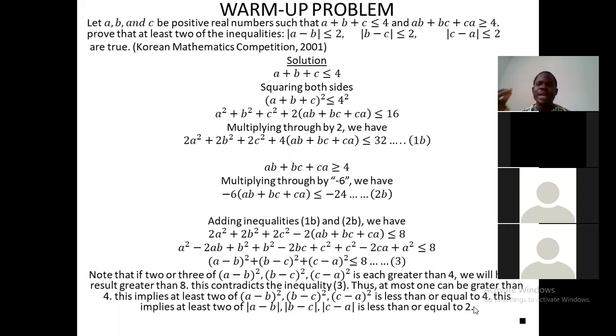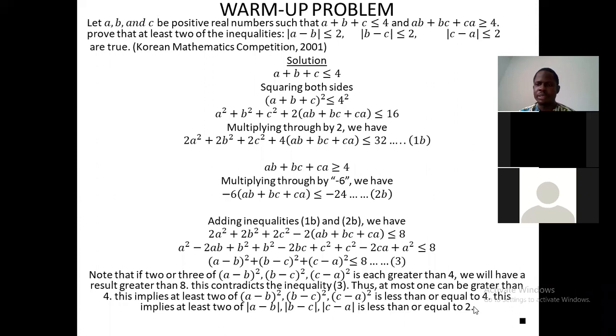So let me quickly summarize the problem. It's a warm-up problem. I saw it somewhere and I felt let's make it a warm-up problem for today's class. We haven't done modulus in our last class. So what we are saying here is that we're just to prove that at least 2 of these is less than or equal to 2. It is not sufficient to say it's obvious. In math, you must show that it is obvious. You don't say it is obvious.